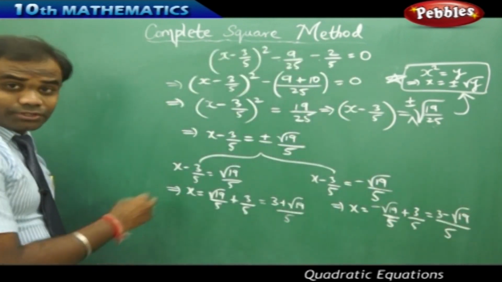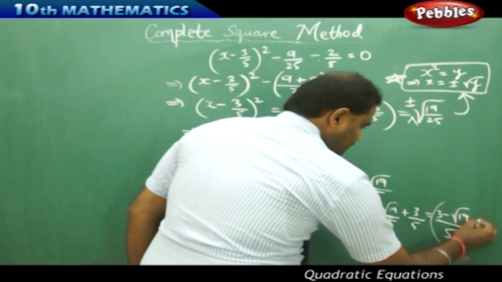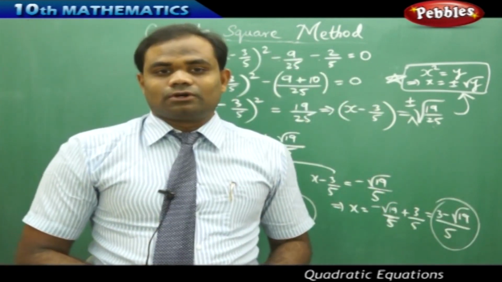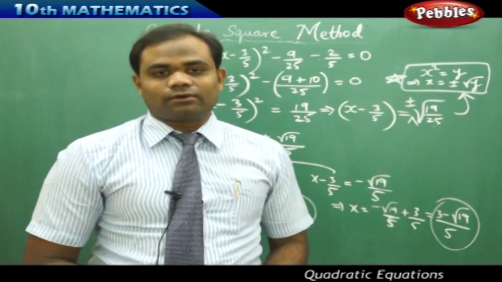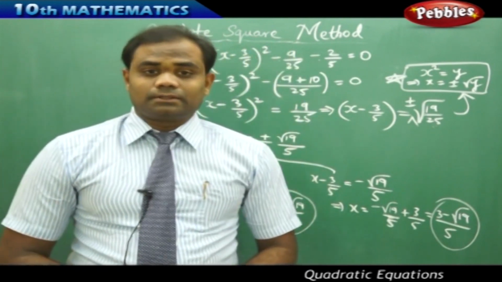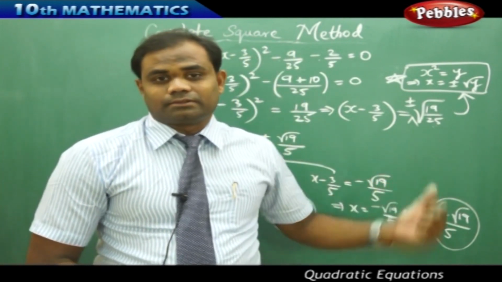Therefore, I get two solutions for the given quadratic equation, these two, to be the roots or the zeros or the solutions of the given quadratic equation using the complete square method. So this is how we do the complete square method.